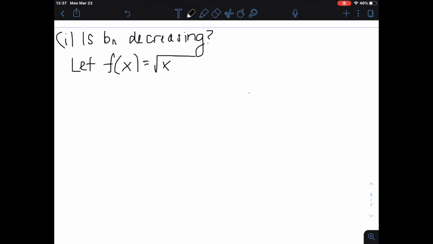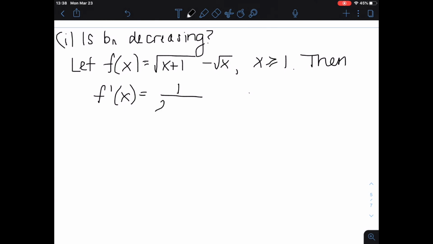We'll let it be the square root of x plus 1 minus the square root of x. And we only care about when x is greater than or equal to 1. So we want to take the derivative, and we want this to be decreasing, so we want to see the derivative is going to be negative. So f prime of x, they're both square roots. You get 1 over 2 square root of x plus 1 minus 1 over 2 square root of x when you take that derivative.